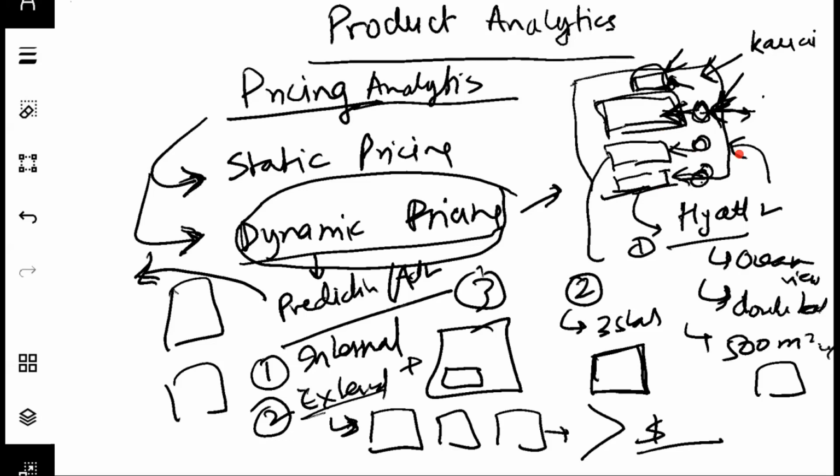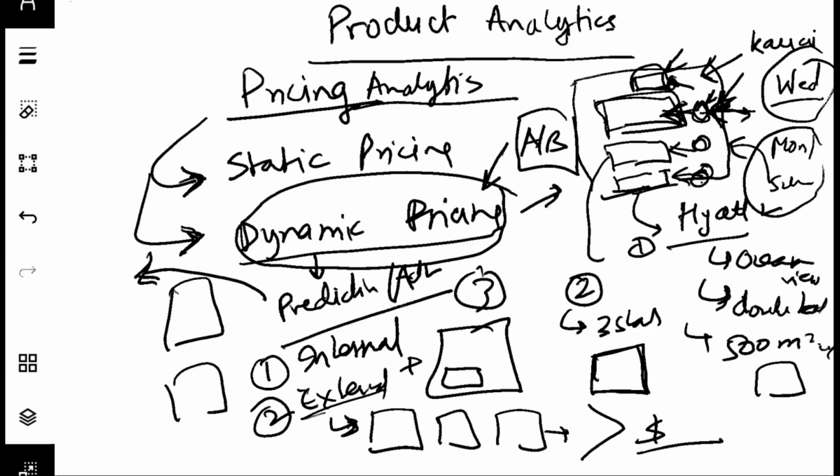And so you, as a user, may have noticed, hey, sometimes the same property, when you search on Wednesday, for example, has a different price than when you searched on Monday or Sunday, right? That's all dynamic. That's all examples of dynamic pricing. So that's dynamic pricing. Dynamic pricing also involves A/B testing, where you can do a whole bunch of tests.